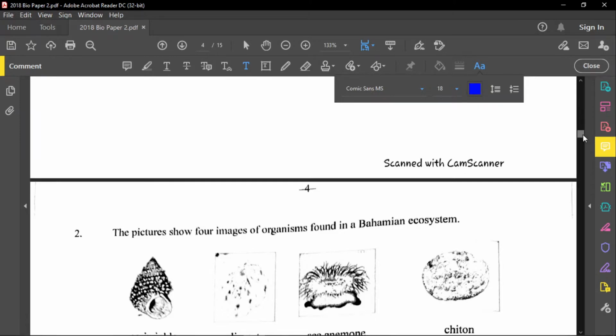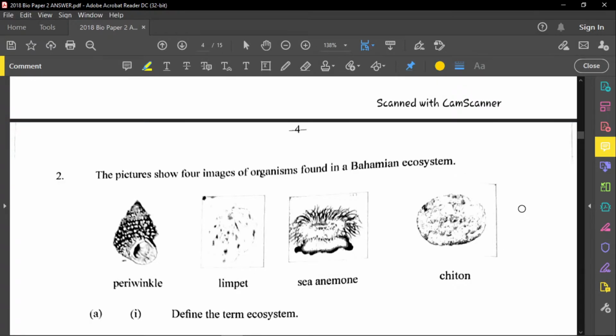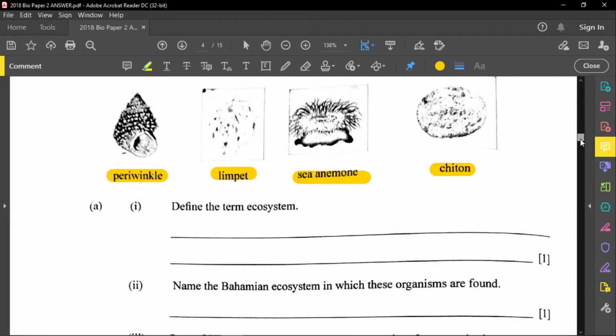All right, for number 2, it said the pictures show four images of organisms found in a Bahamian ecosystem. And so we have the periwinkle, the limpet. I'm very sorry that the diagrams are not so clear based on how I scanned them. We have the sea anemone, the chiton. Now the first part of the question reads: define the term ecosystem.